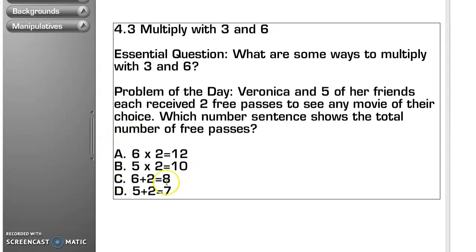So I know as a good test taker I need to look through all the answers. So A is 6 times 2 equals 12. That could be it because there's 6 people and each person got 2. I'm going to look at B. I only see 5 friends, and I know Veronica needs to count herself, so that can't be it. I know for C, each person got 2 tickets, so this can't be it. And we know that D, again, there were 6 people, so this has to be wrong too. So the letter is A.